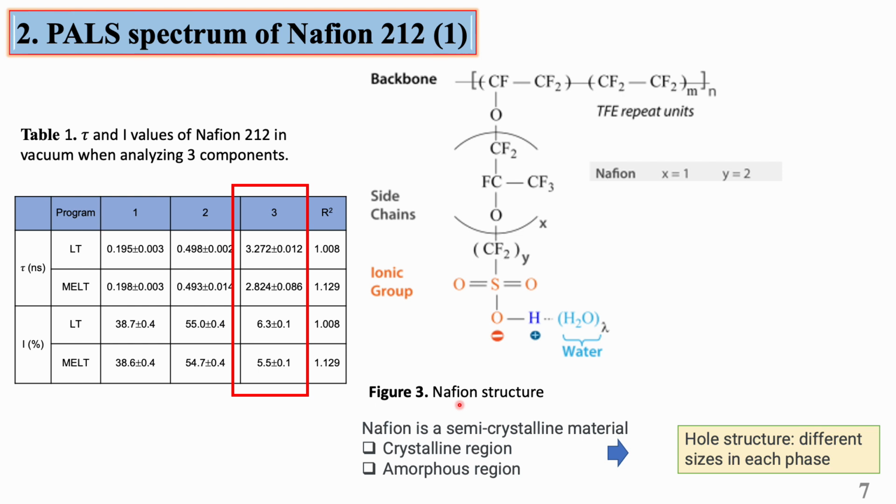Figure 3, Nafion structure. Nafion structure has backbone, side chains, and ionic group. Nafion is a semi-crystalline material, including crystalline region and amorphous region, so hole structure has different size in each phase. Because the structure has two phases, analyzing three components will lose structural information. So we propose a four-component analysis.